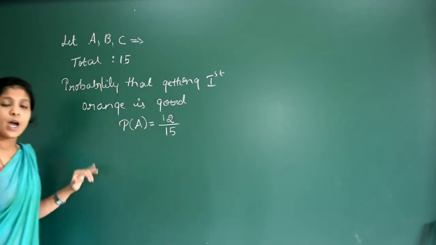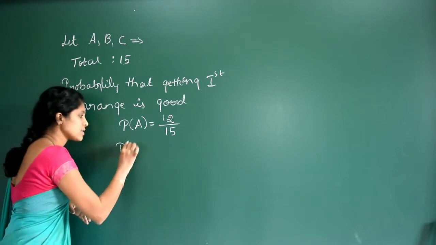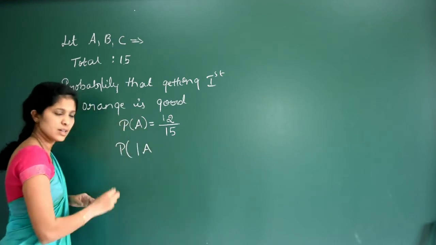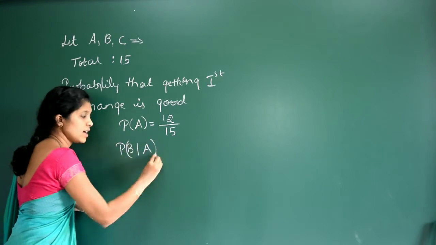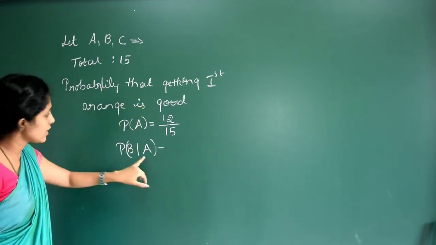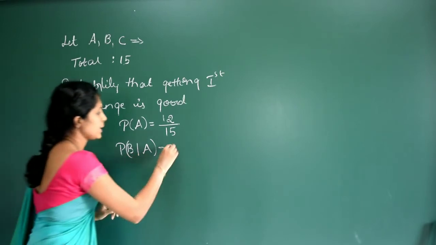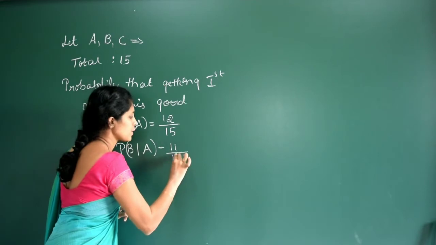Next, what you have to write? Probability of getting second orange is good. In that, A is already done, right? So B, is it clear? Better to write probability of getting second orange is good. There A is done, that is probability of B by A will be equal to 11 by 14.